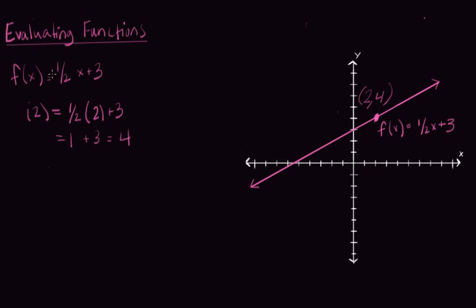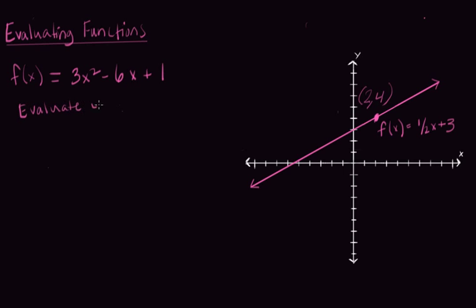So let's go ahead and try another function. This time we're going to try a function that's a little bit more complicated with some x squareds in it, or a quadratic function. So if we have f of x equals 3x squared minus 6x plus 1, and we want to evaluate when x equals -1, this means that wherever I see an x, I want to plug in a -1. So I have 3 times (-1) squared. Now be careful because it's x that is getting squared. Whatever x is, I have to multiply it by itself before I do anything else. Then minus 6 times (-1) plus 1.